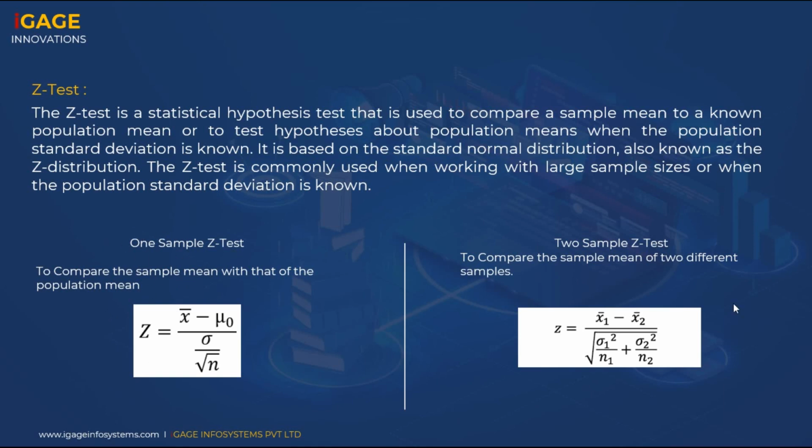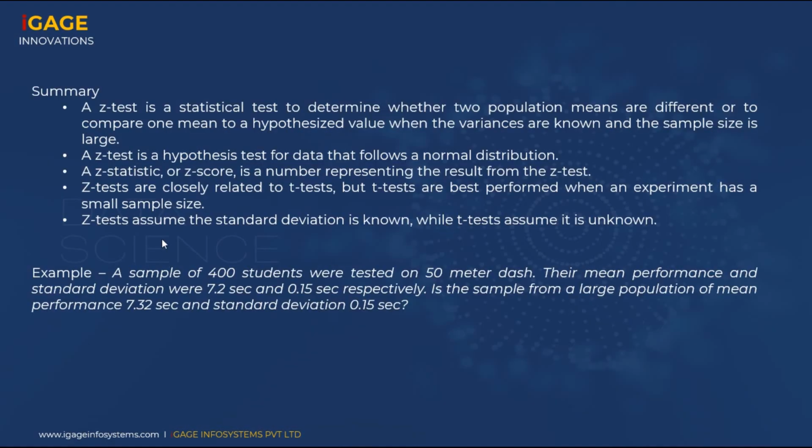I have already told you the situations for the one sample z-test and two sample z-test. In the one sample z-test, we are comparing the sample mean with the population mean. In the two sample z-test, we are comparing the means of two different samples. This is how we calculate the z-test. The z-test is a strategy to determine whether two population means are different, or to compare one mean to a hypothesized value, when the variances are known and the sample size is large. Let us take an example.